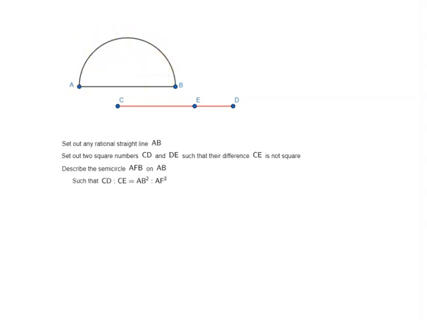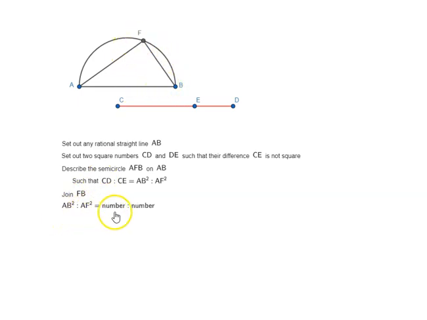Now, this should be such that CD is to CE. CD, which is a square number, is to CE, which is not a square number, is equal to AB square is to AF square. Let's do that. That is our point F. And this point satisfies this condition. CD is to CE is equal to AB square is to AF square. And we have joined FB.